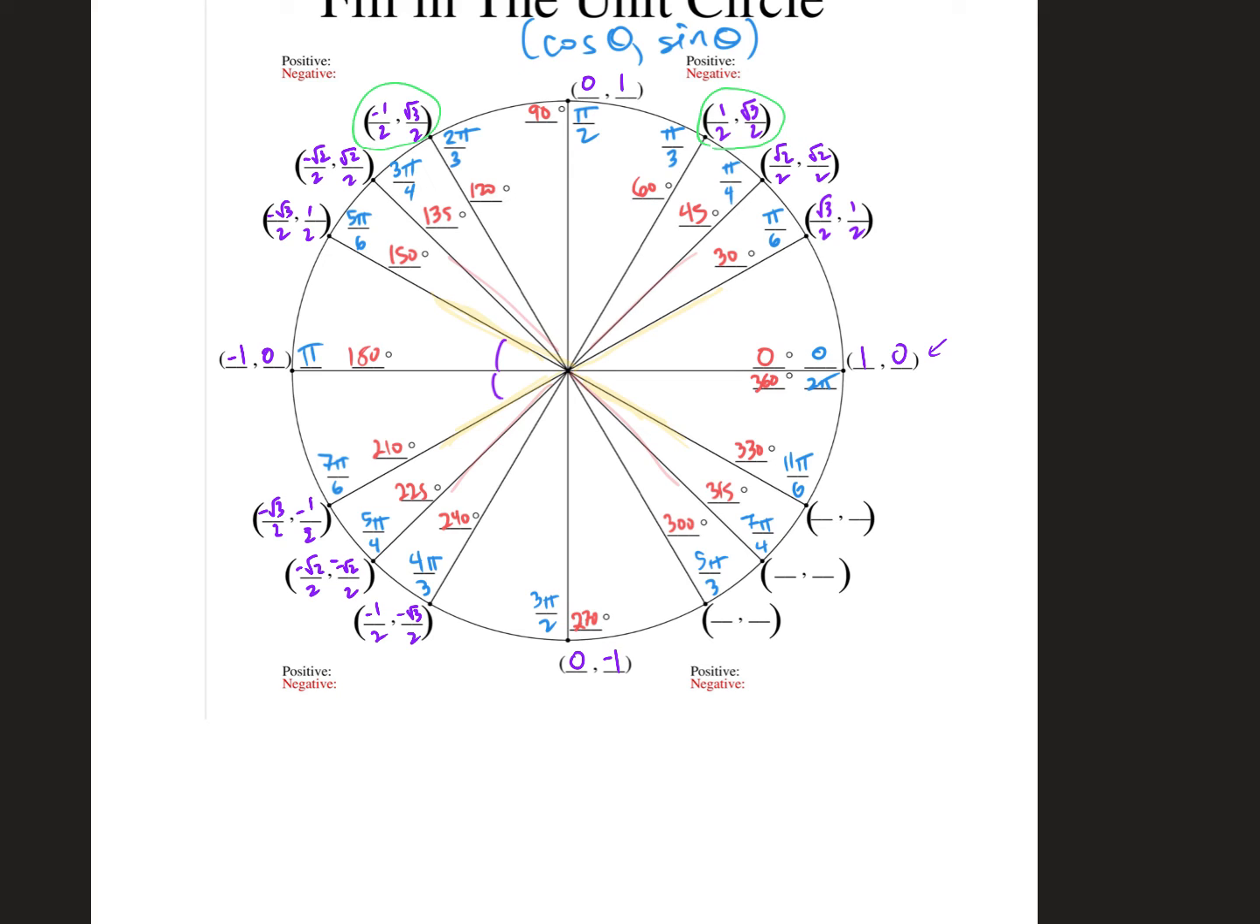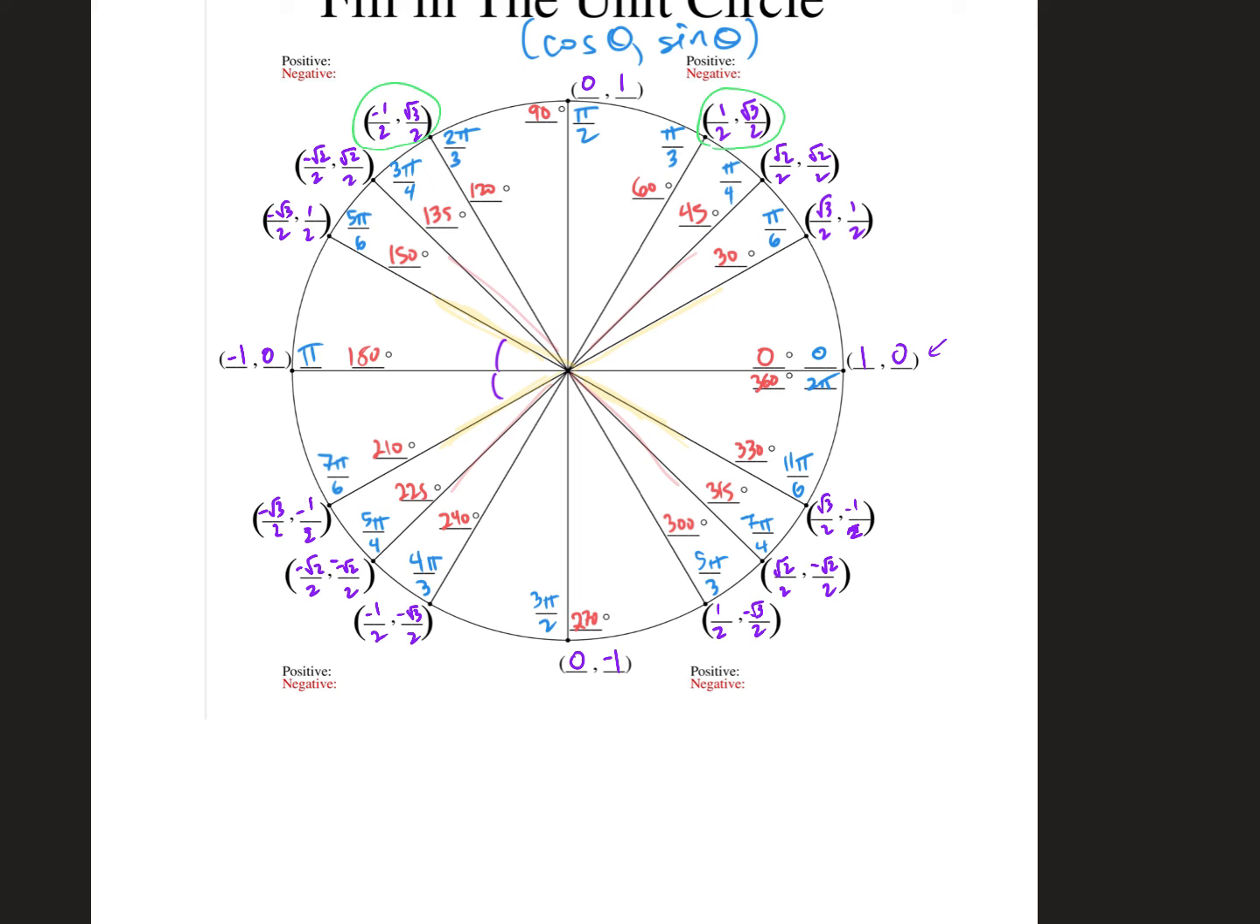So in the fourth quadrant, it's the x that's positive and the y that's negative, because it operates just like regular points. So then this is going to be 1/2, negative root 3 over 2, root 2 over 2, negative root 2 over 2, and root 3 over 2, -1/2. Now, my unit circle is now filled out.